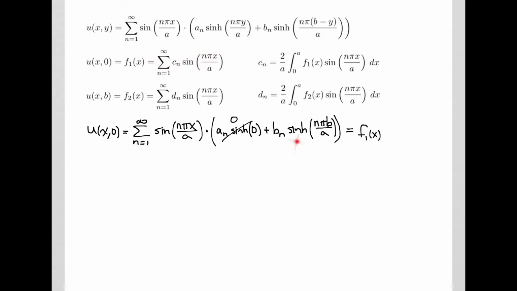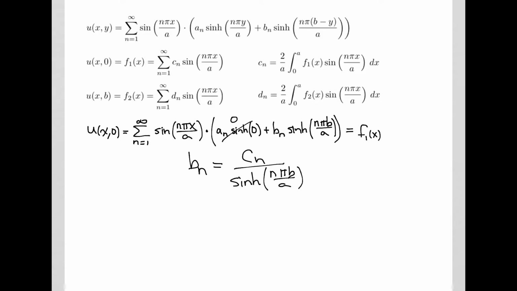This allows me to calculate that my bn is related to my cn. Let me write that down. My bn is going to be the coefficient cn divided by the sinh of n pi b over a. And so I now know my b coefficient.